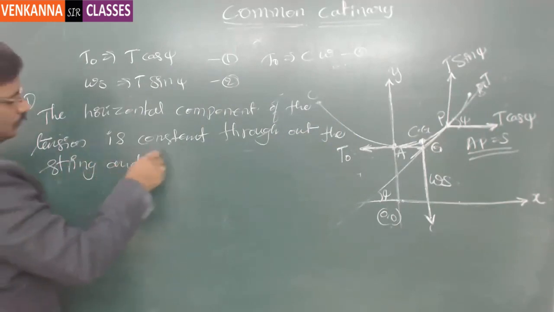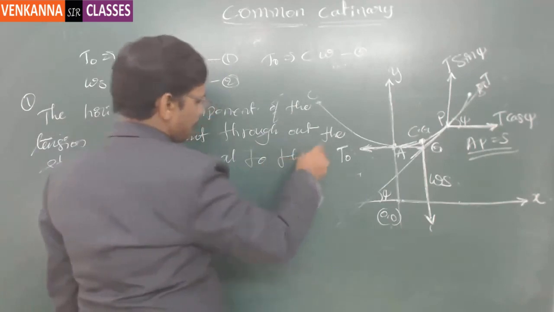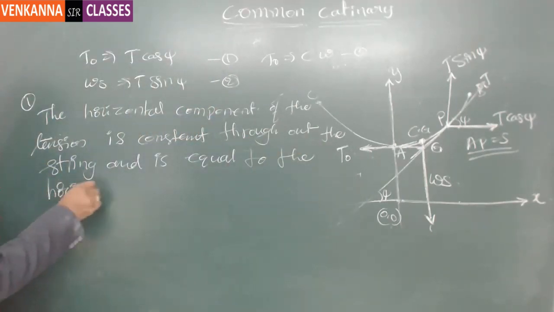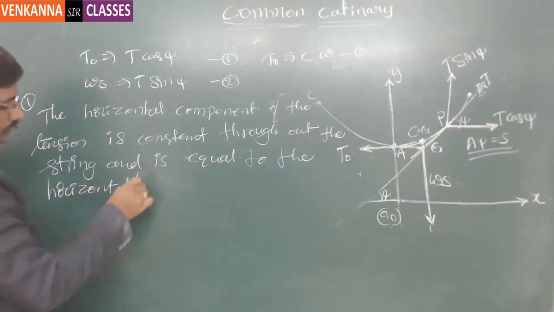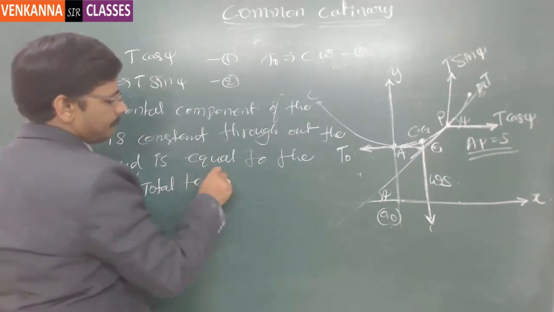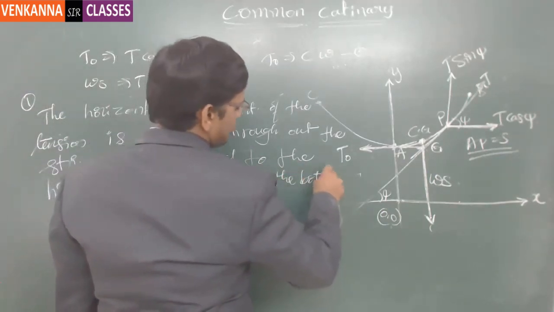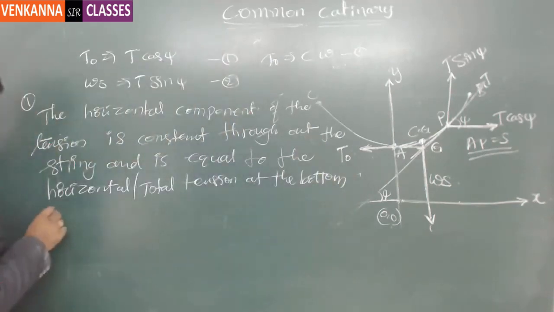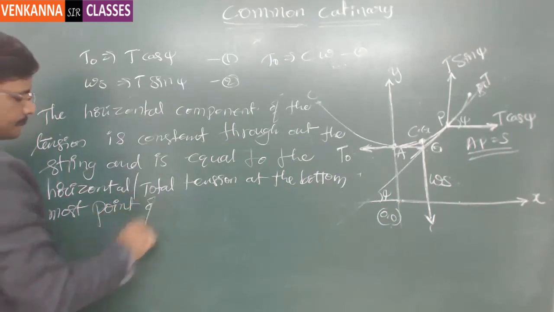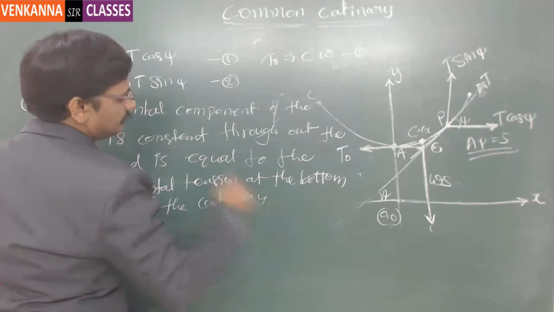and is equal to the horizontal tension, or this is the total tension also at the bottommost point of the catenary. So this is the first conclusion.